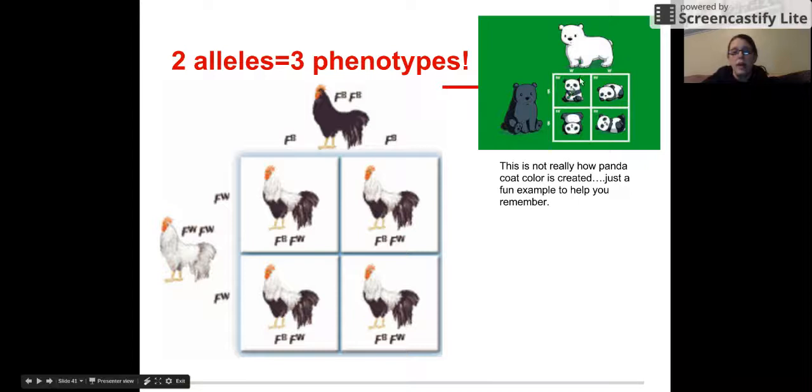This one is an absolutely, completely ridiculous representation, but if it helps you remember, okay? Black allele, white allele, black and white panda bear. Okay, you guys will note here, this is not really how panda coat color is created, but just kind of a fun example. Anything that has spots or stripes, think of that as codominance, where you see two different colors at the same time. Okay, they don't mix together to make something new.